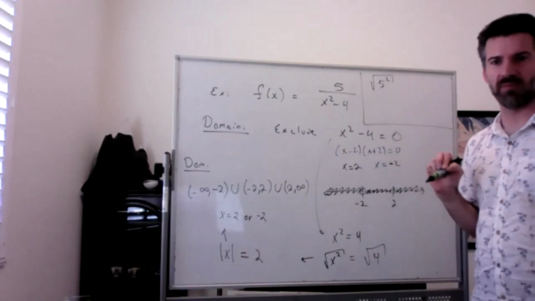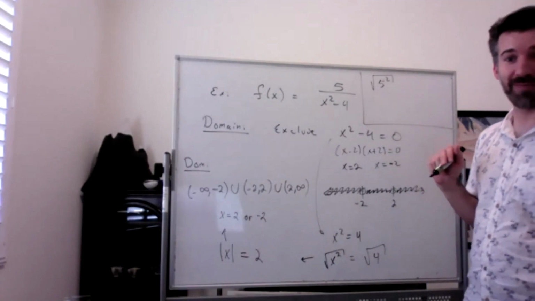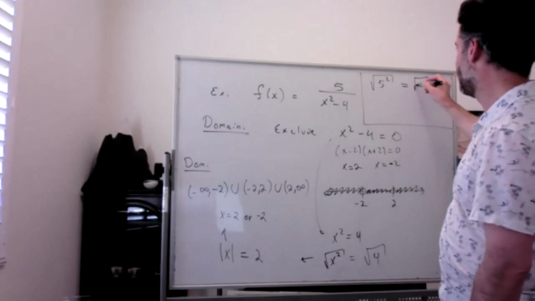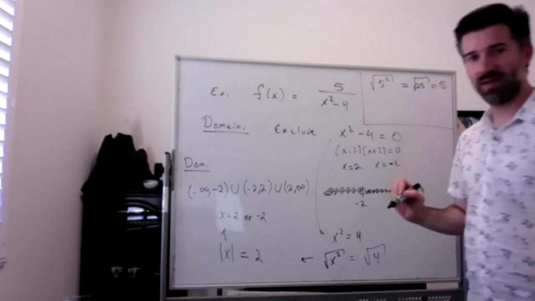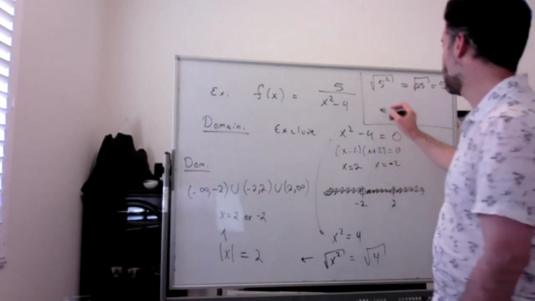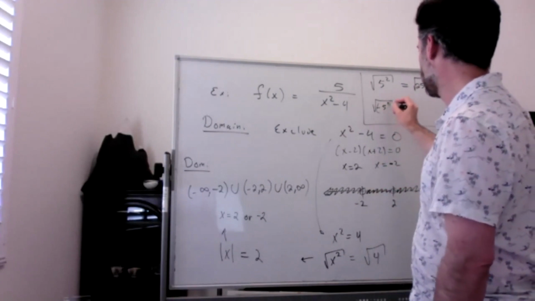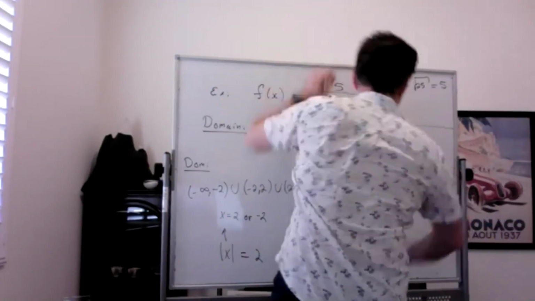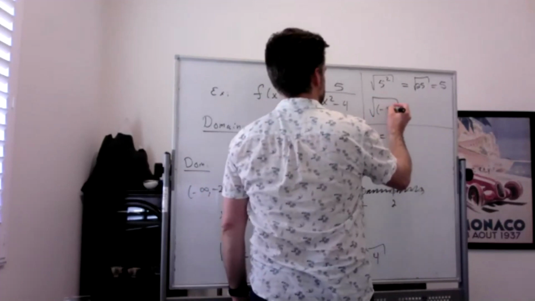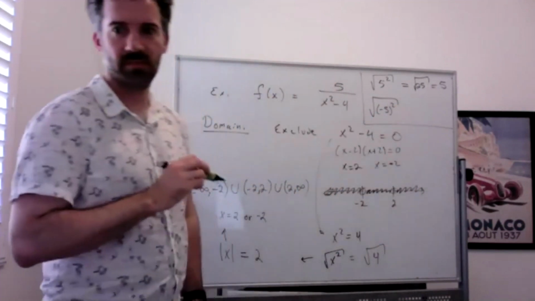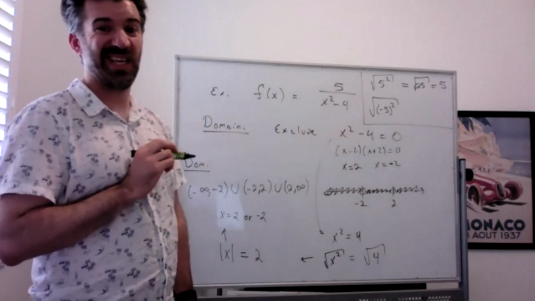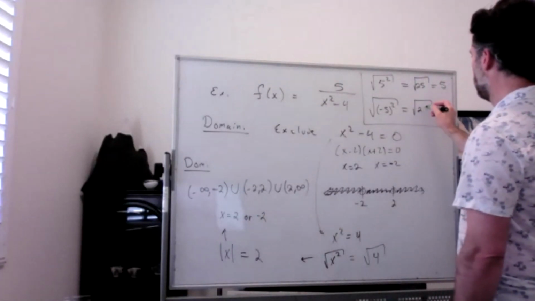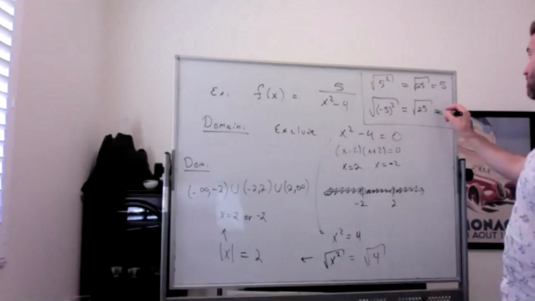What's the square root of 5 squared? I know it seems like a dumb question. Humor me. It's 5. What's the square root of negative 5 squared? Let me write that again. It's also 5, because negative 5 squared is still 25, and the square root of 25 is still 5.